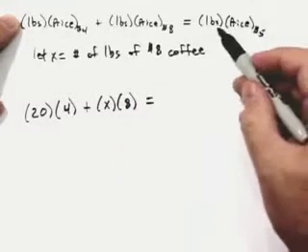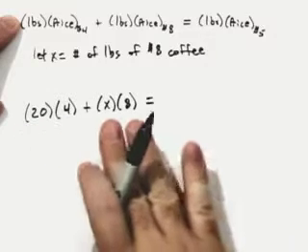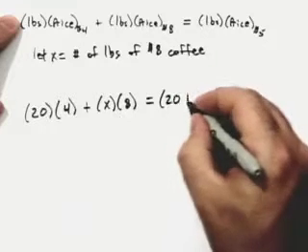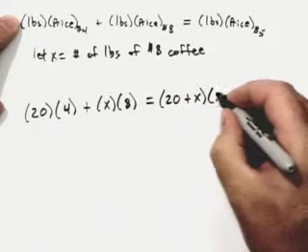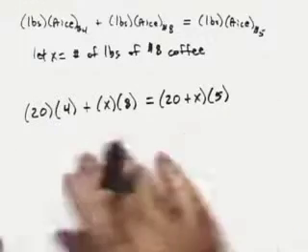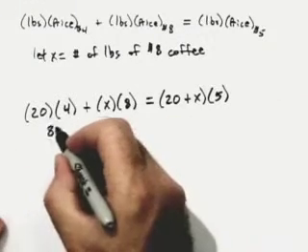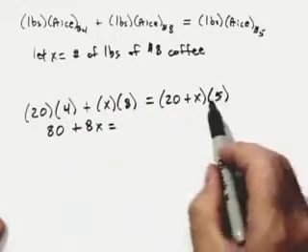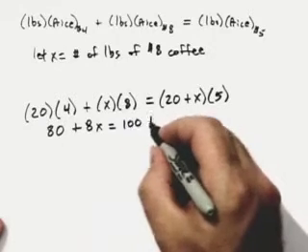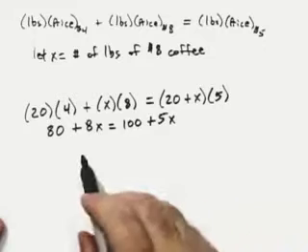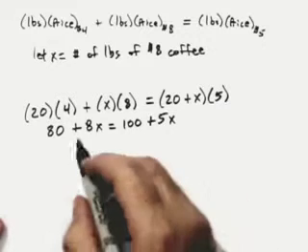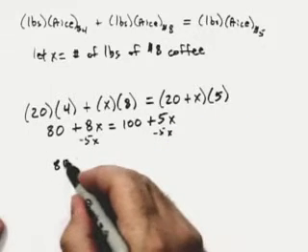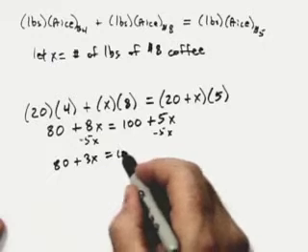Now for the mixture, the total pounds will be the pounds from the $4 coffee plus the pounds from the $8 coffee. So we have 20 plus x as the total pounds. And the price of the mixture was $5 per pound. So now we can solve this equation for x. So we'll have 80 plus 8x is equal to, and on the right side we'll distribute, so we'll have 100 plus 5x. We're going to group the variable terms on one side and the constants on the other. So we'll go ahead and subtract 5x from both sides. So it'll give us 80 plus 3x is equal to 100.